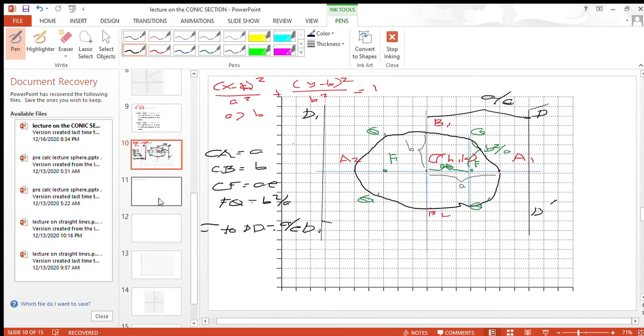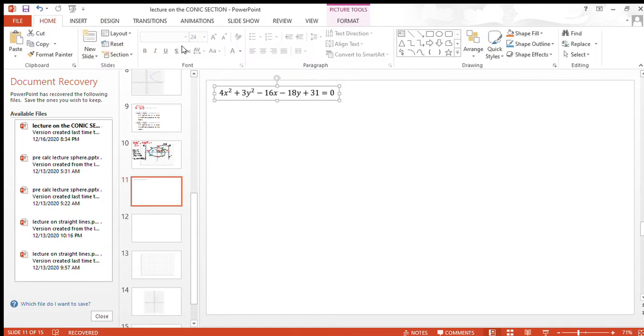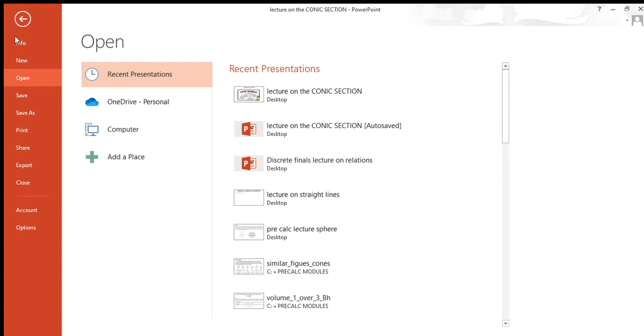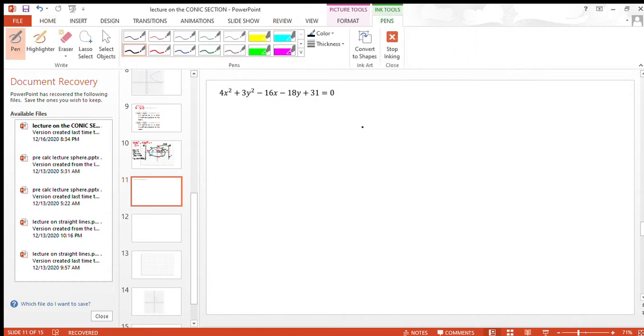So the question now is, how do we reduce again the equation of an ellipse to a standard form? Excuse me. Let's do this problem. Let's have this example. We have the equation 4x squared plus 3y squared minus 16x minus 18y plus 31 is equal to 0. Let's review. We have two squared terms.